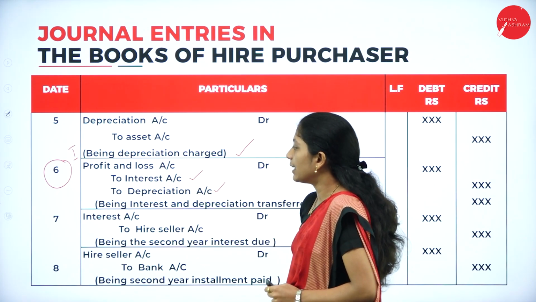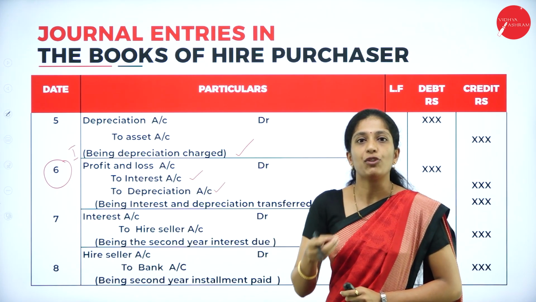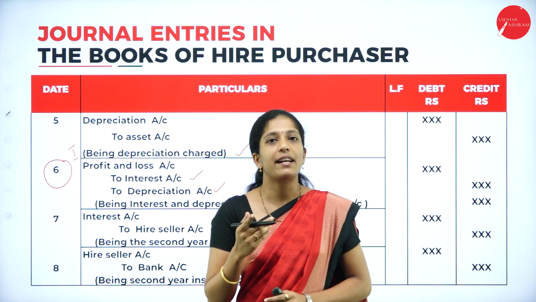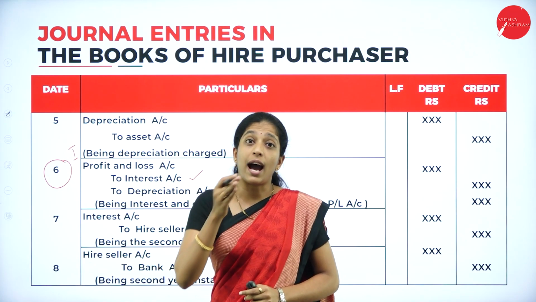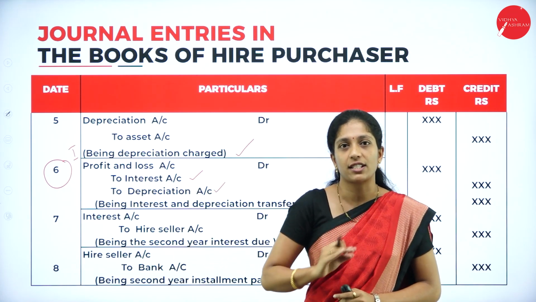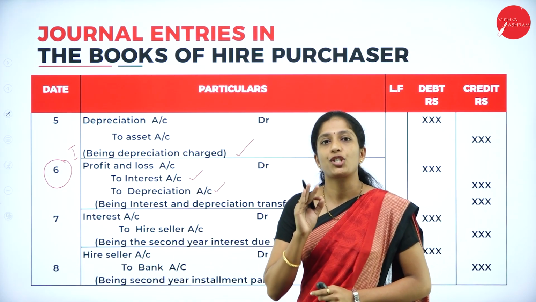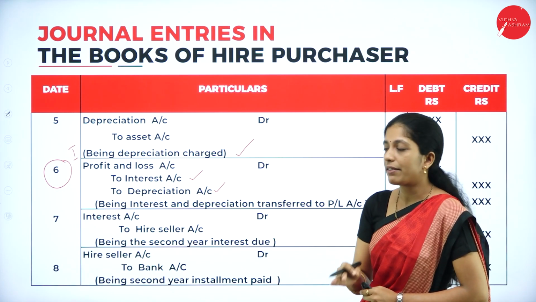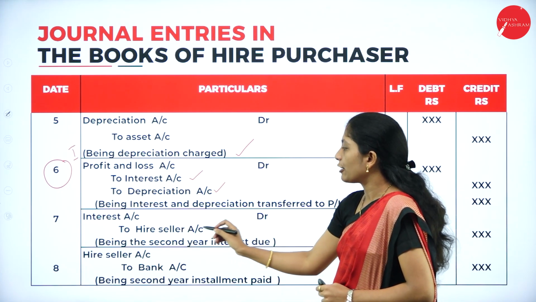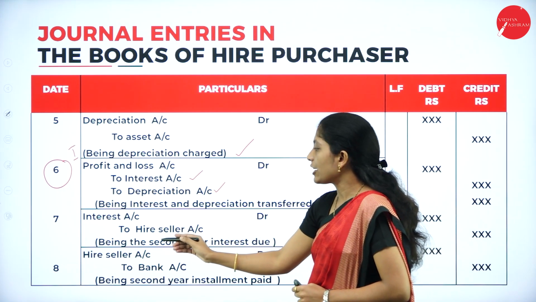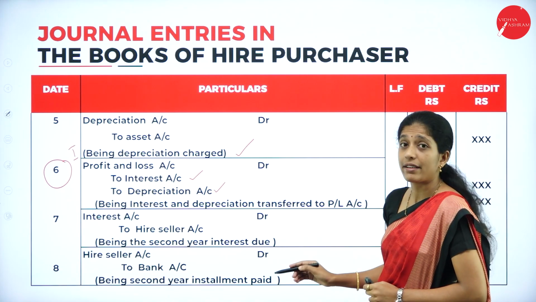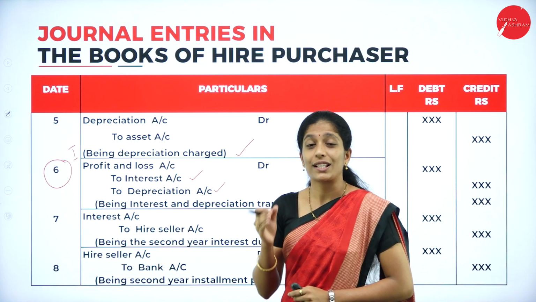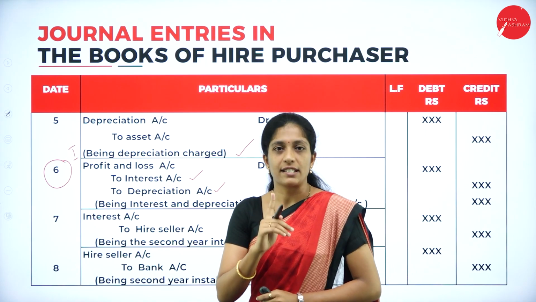Now come to the second year. In the second year, again we are not going to purchase that asset. So leave that entry. Your second entry is for the down payment, but you have already made that down payment in the first year itself. So leave those first two entries. Your third entry is for interest due. The entry will be the same: interest account debit to hire seller account, being the second year interest due. So this is the second year first entry.